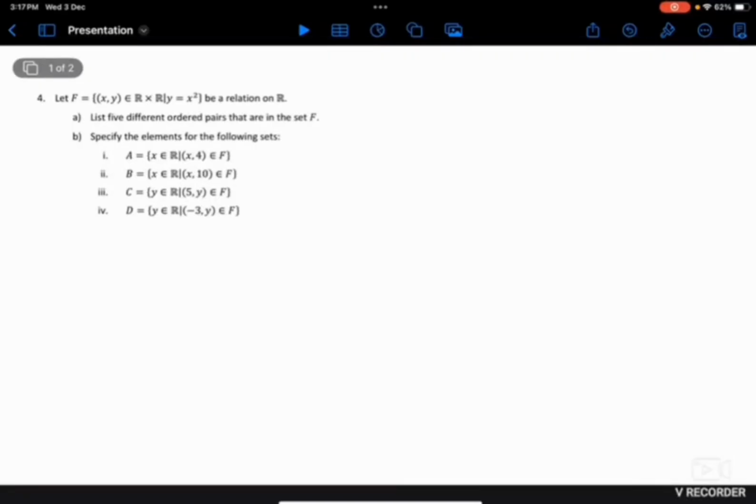So in this question, f is defined as the set of all ordered pairs x, y in the real numbers where the second component y is equal to x squared. So our first question is list 5 different ordered pairs that are in the set f. So for part A, we are given that the relation f is defined by y equal to x square. This means that for any x value, the y value must be square of x. So I will choose 5 different x values and calculate their corresponding y values.